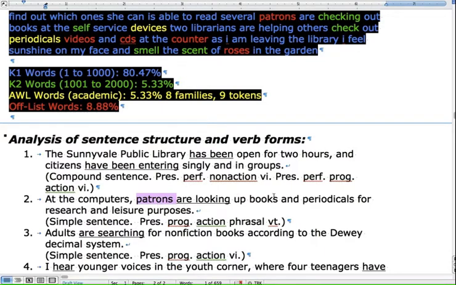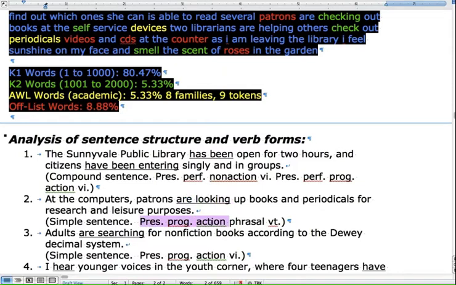Patrons are looking up books and periodicals for research and leisure purposes. So more than one purpose, plural. Research and leisure are the adjectives modifying or describing the purposes. Now this is a simple sentence, because it has one subject and one verb.